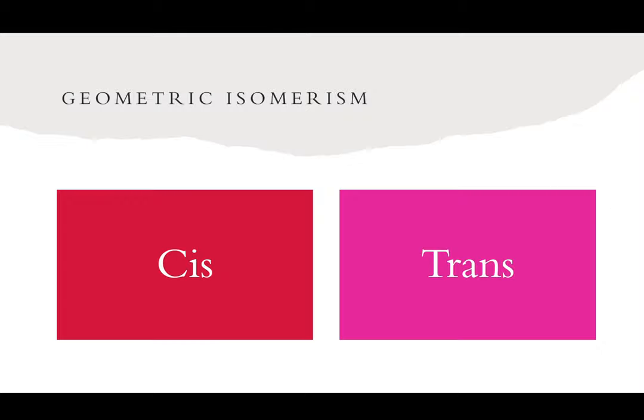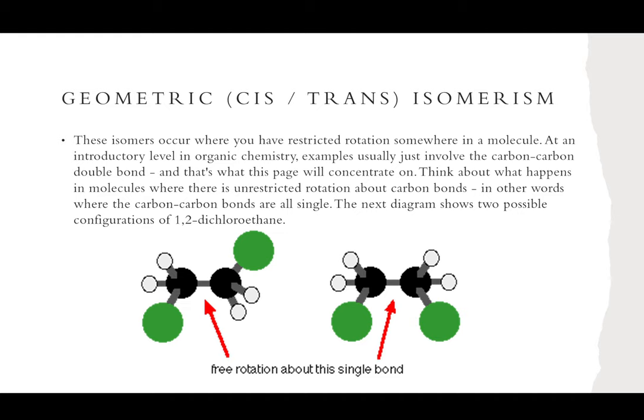All right. So geometric isomerism, we have cis and trans isomerism here, and we generally know what these are. Geometric or cis-trans isomers occur where you have a restricted rotation somewhere in a molecule. I'm going to show that restricted rotation specifically, but it generally means that along a single bond we have a type of rotation that can occur. Stuff can rotate around single bonds, no problem. But if you have a double bond, you can't have that type of rotation.